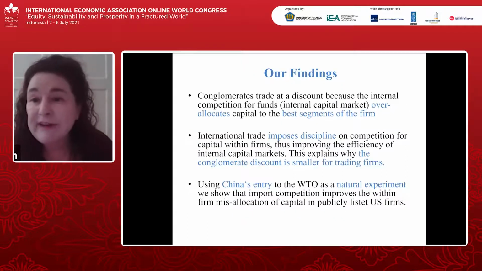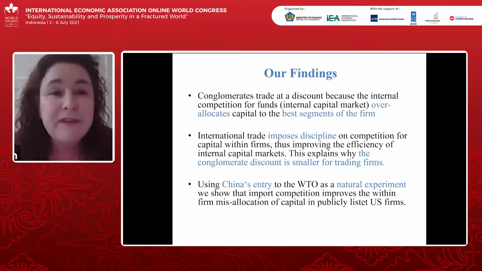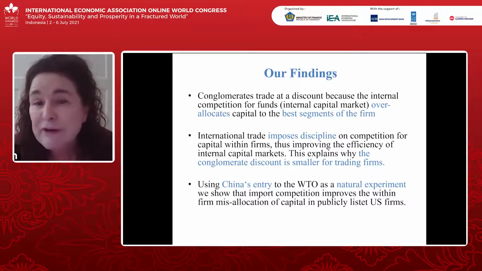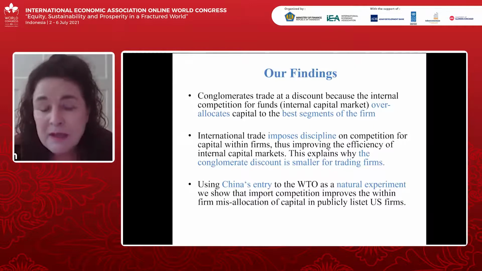So what are our findings? The first finding is that conglomerates trade at a discount because the internal competition for funds, this is the internal capital market, over-allocates capital to the best segments of the firm. This is one result we get.